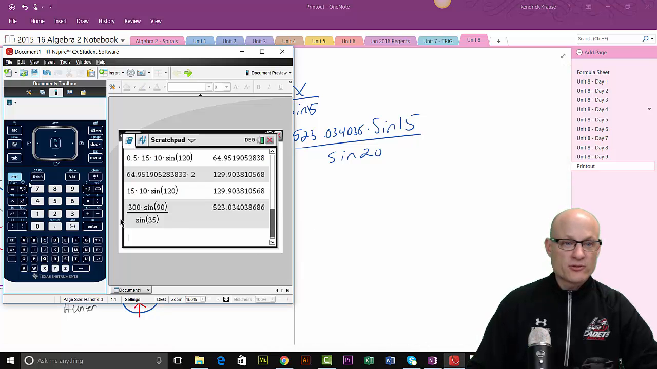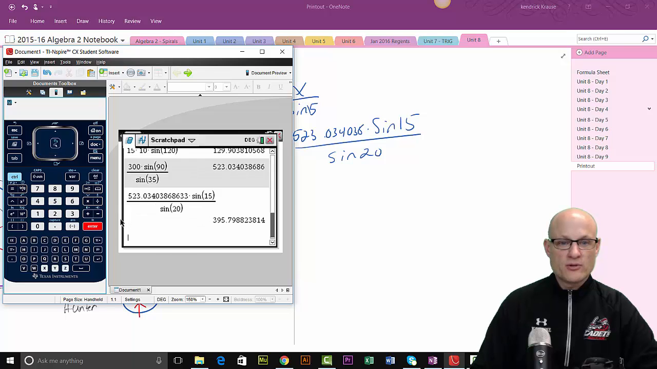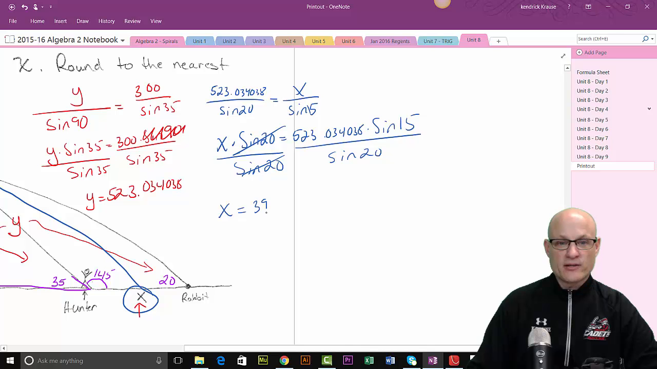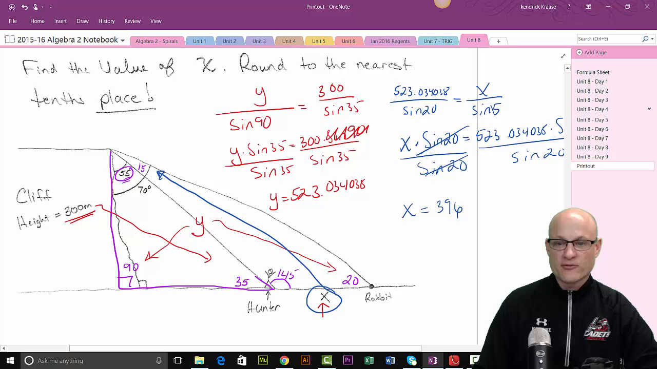So 523, control division. Now, I'm not retyping that. Enter. Times sine 15, all over sine 20. Equals 395. And if we round it to the nearest foot, 396. So x equals 396. Now, okay, I did that one. Now you do this one. This one's slightly different.